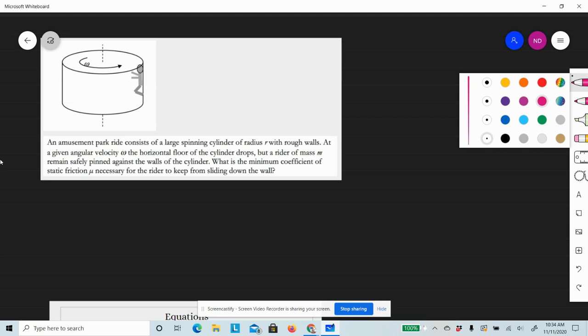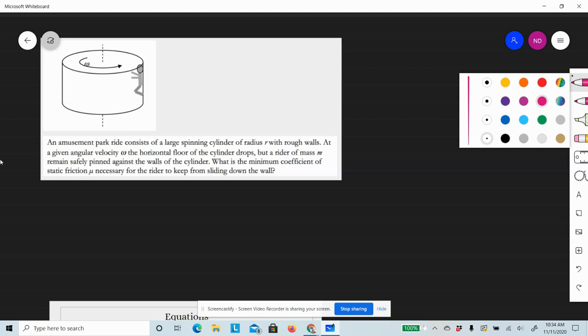But here, they're talking about forces. We haven't talked about forces in a while. The amusement park ride consists of a large spinning cylinder with a radius r, with rough walls, at a given angular velocity omega. The horizontal floor of the cylinder drops, but the rider of mass m remains safely pinned against the walls of the cylinder. What is the minimum coefficient of static friction mu necessary for the rider to stay pinned? What the heck is going on here?